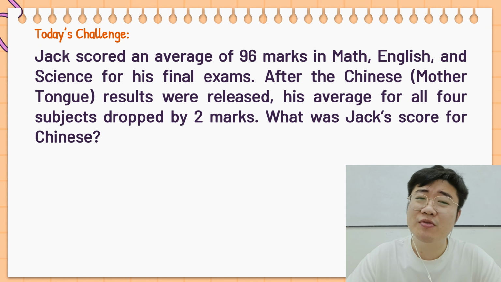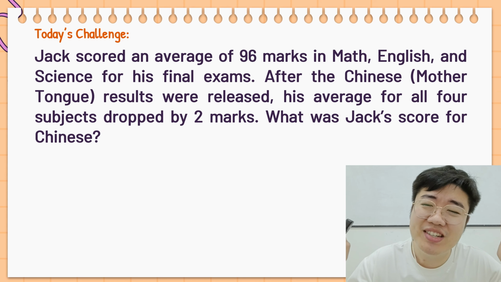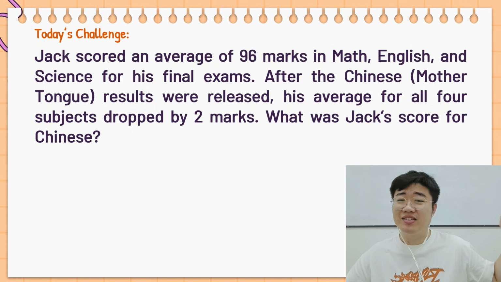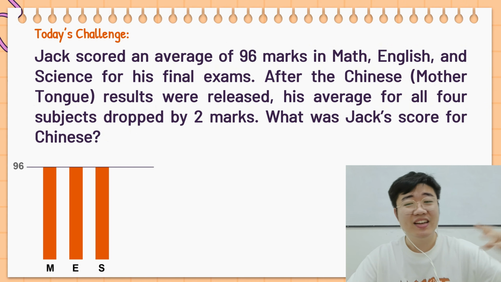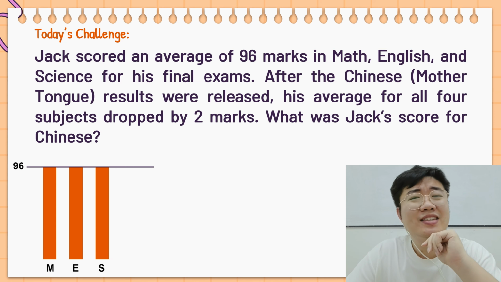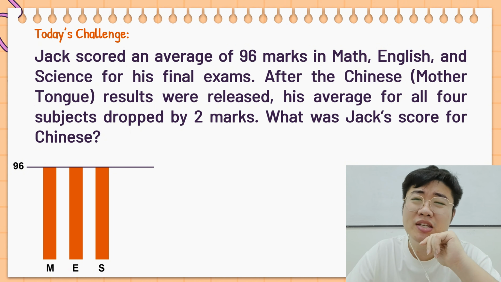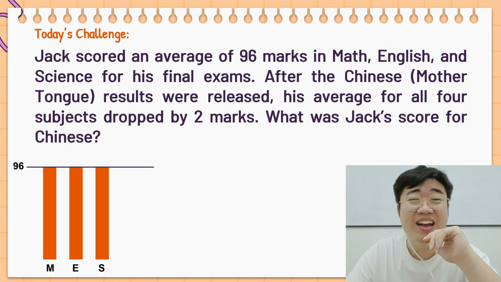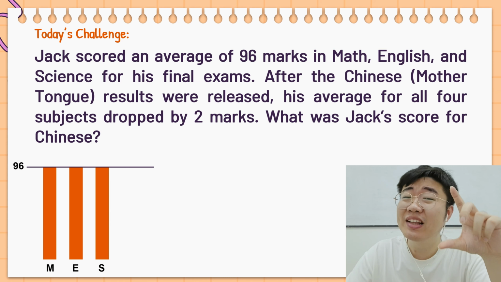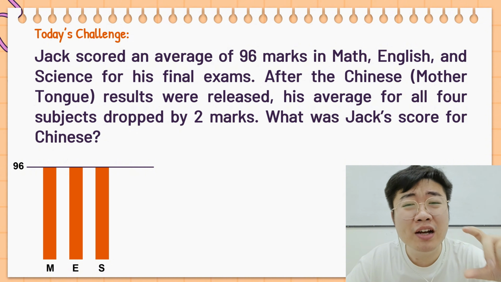Jack got 96 for average in math, English, and science. Oh, this is for 3 subjects. So let's draw 3 bars here. Each of them is 96. Let's draw a line here to indicate the number. Now about the last test, the Chinese language. Is the average also 96? Definitely not. The average has been lower. So for the last test, this cannot be higher than the others, it must be a lower score.